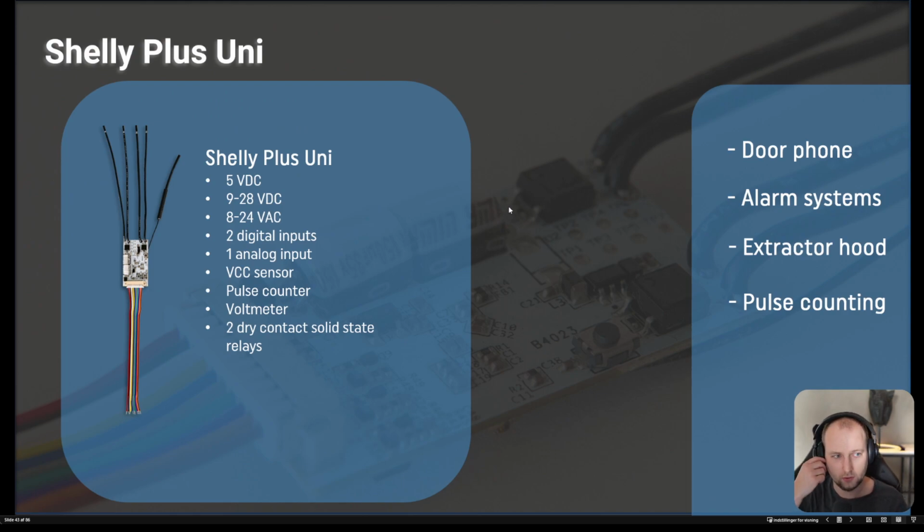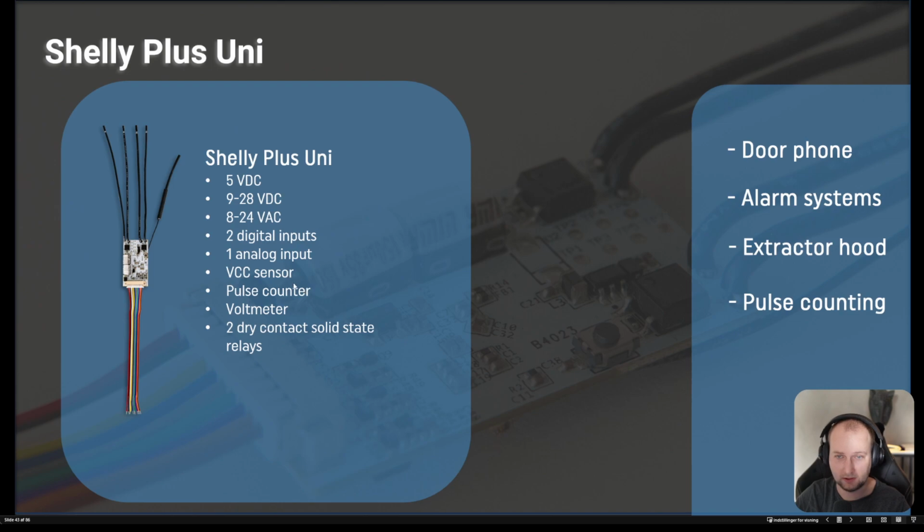Shelly Plus Uni is a universal module, so it's also quite a new device, and I like it a lot. It can be connected with a wide range of voltages, like 5 volt DC, 9 to 28 volt DC, 8 to 24 volt AC. It has 2 digital inputs and 1 analog input. It has a voltage sensor.